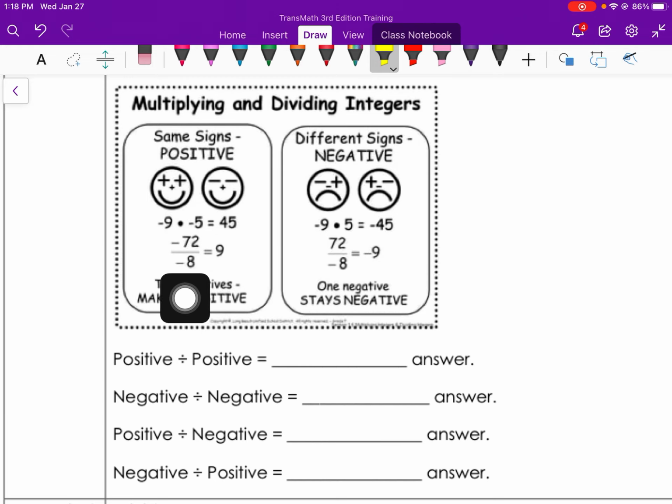So the signs are the same. When you have different signs, they give negative answers. So -9 times positive 5 is a negative answer, -45. Positive 72 divided by -8 is -9. So one negative, it stays negative.